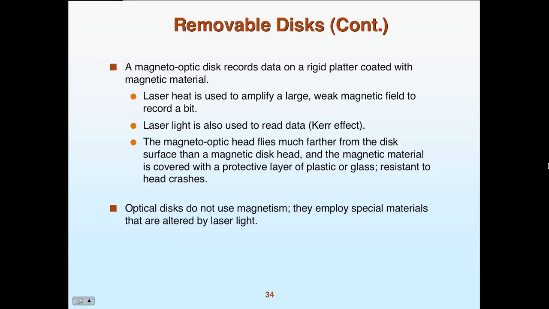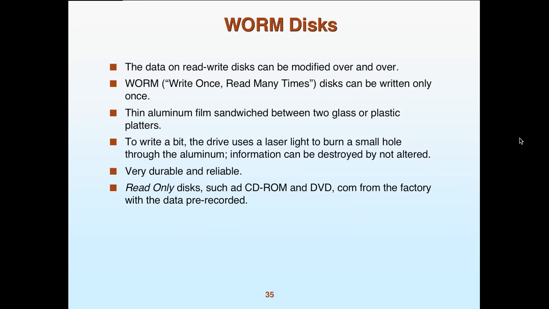Optical discs do not use magnetism. They employ special materials that are altered by laser light. Laser discs: WORM, write once, read many times. WORM kind of sounds like a virus. It's like the CD-RWs, not the rewritables, but the write-once disc.